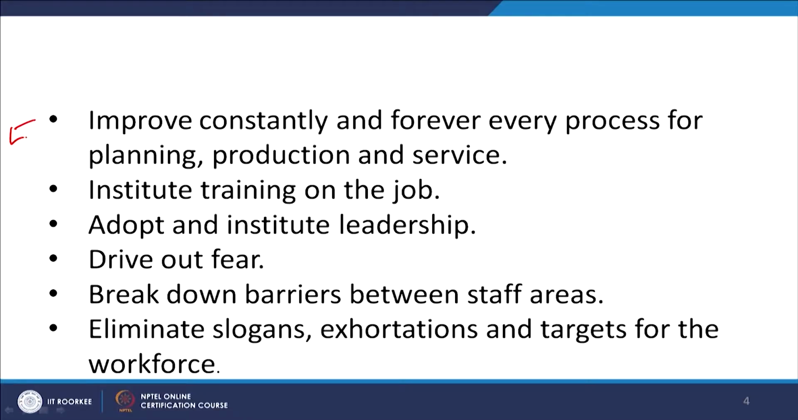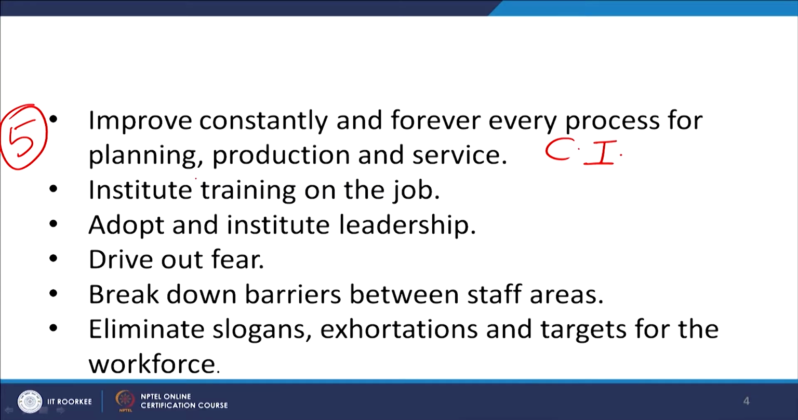Then the fifth principle of Deming is related to how to improve constantly and forever every process for planning, production and service. So, again he emphasized that we need to have a continuous improvement system, and this continuous improvement system should be applicable for all the processes which are related to planning, production and services of the organization. So, that is an important thing.